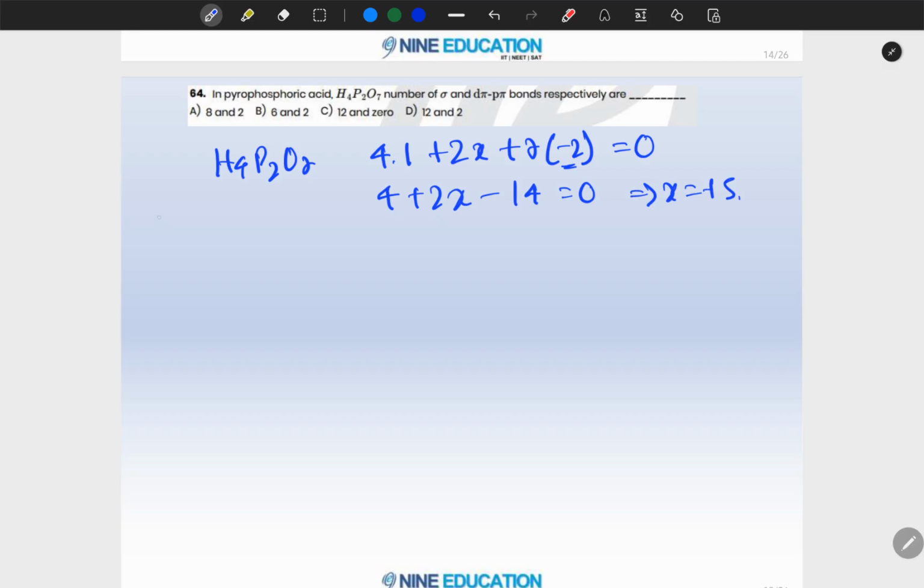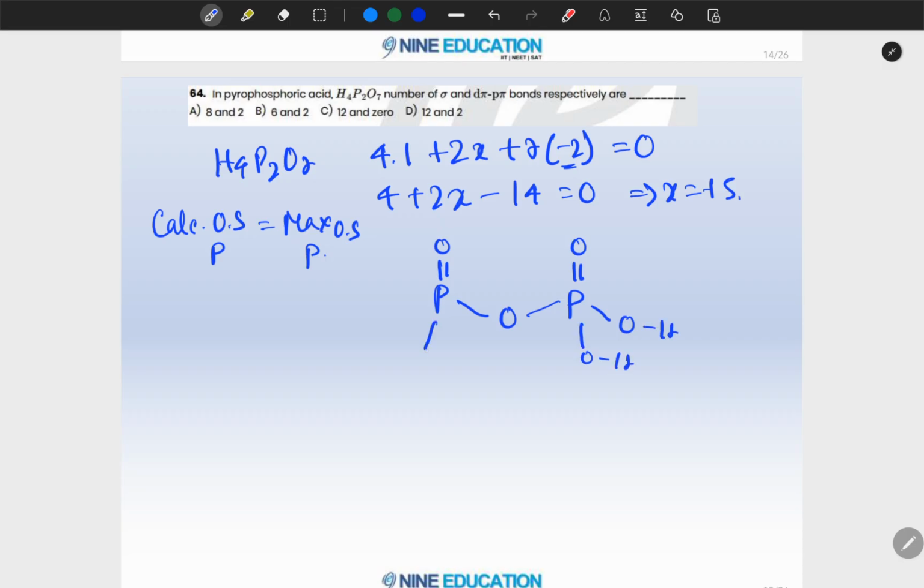So in this case, the calculated value of oxidation state of phosphorus is matching with the maximum value of the oxidation state of phosphorus. So that's why, since the values are matching, there will be a P-O-P type of bond. After that, we have to draw the molecule like this. We have to put double bonds on both the phosphorus, and after that we need to balance the remaining hydrogen and oxygen with the help of OH, right? So this is the exact structure.